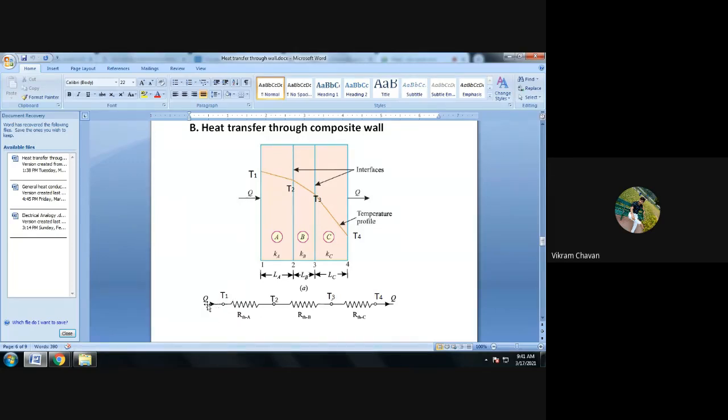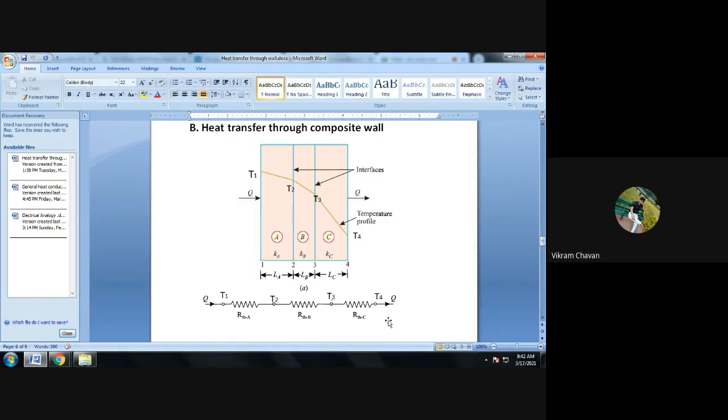So Q amount of heat is flowing through the thermal circuit, and the initial surface temperature is T1. Wall A thermal resistance will be R_th,A. Then the second temperature T2, then the second wall thermal resistance R_th,B, then the third temperature T3, and then the third resistance for wall C is R_th,C, and the last, fourth temperature will be T4. So the thermal circuit diagram will be in this manner.